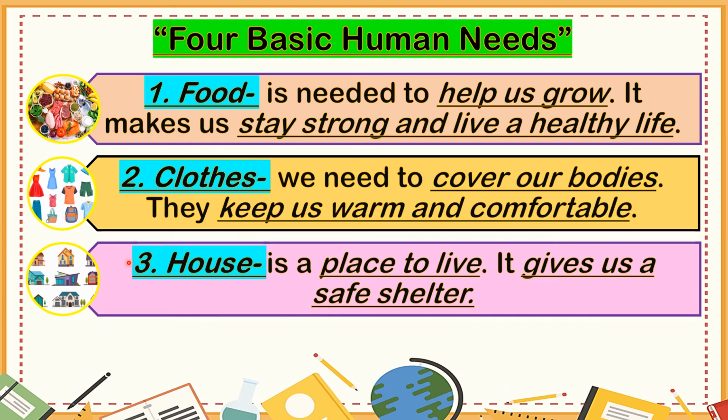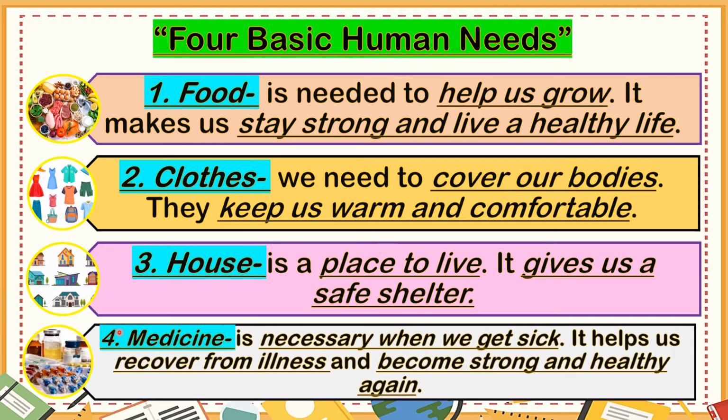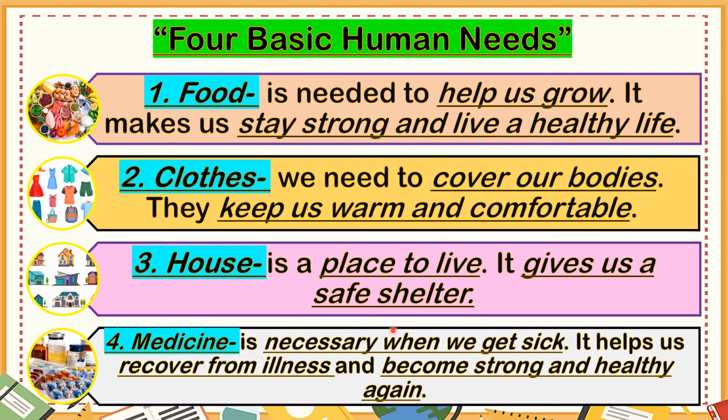The third one is house. It is a place to live. It gives us a safe shelter. And number 4, medicine. It is necessary, especially when we get sick. It helps us recover from illness and become strong and healthy again. Again, 4 basic human needs to survive: food, clothes, water, medicine. Of course, water is under food already.